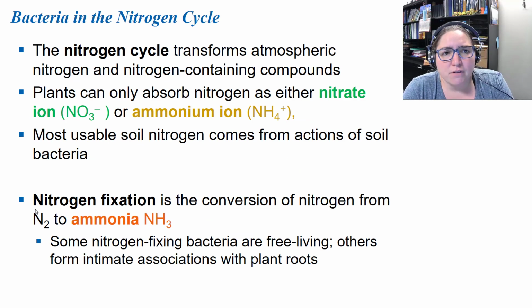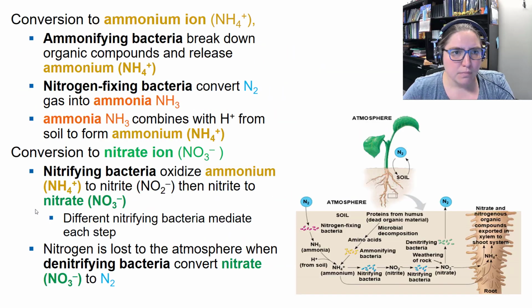So bacteria are involved in the nitrogen cycle. The nitrogen cycle transforms atmospheric nitrogen gas and nitrogen-containing compounds. Plants can only absorb nitrogen as either nitrate or ammonium, and most usable soil nitrogen comes from the action of soil bacteria. Nitrogen fixation is the conversion of nitrogen from N2 to NH3. Some nitrogen-fixing bacteria are free-living, and others form really intimate associations with the plant roots and actually live within the plant roots.